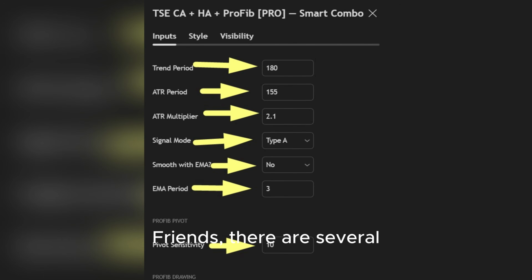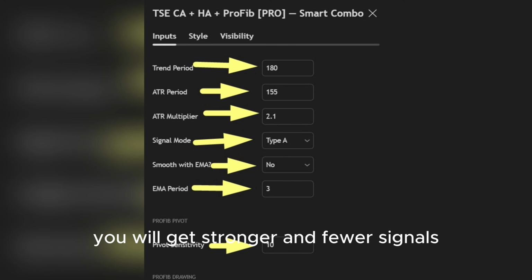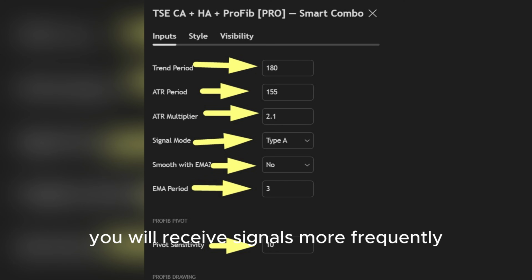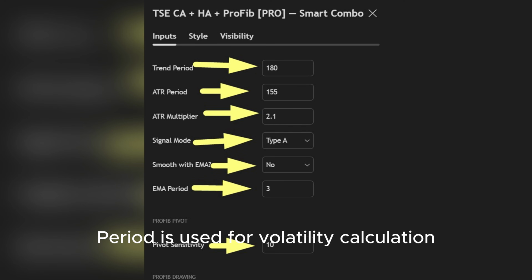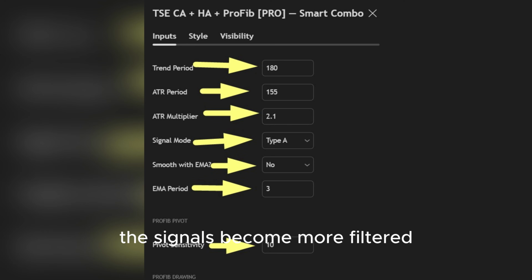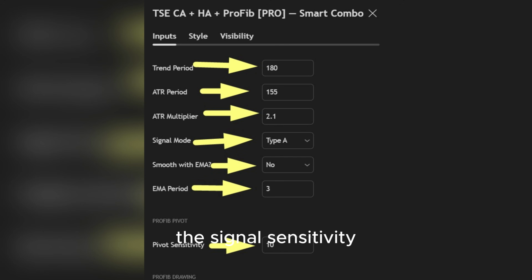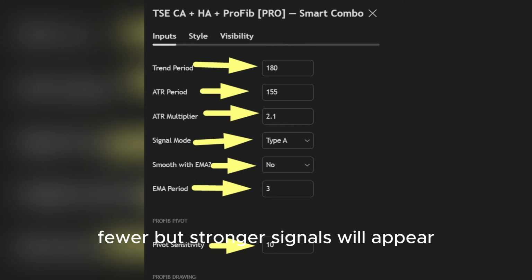Friends, there are several important sections in the indicator's settings. The trend period determines how long-term the trend calculation will be. If you increase this value, you will get stronger and fewer signals. If you decrease it, you will receive signals more frequently. The ATR period is used for volatility calculation. If you increase it, the signals become more filtered. If you decrease it, they become more sensitive. The ATR multiplier adjusts the signal sensitivity. If you lower this value, more signals will occur. If you increase it, fewer but stronger signals will appear.